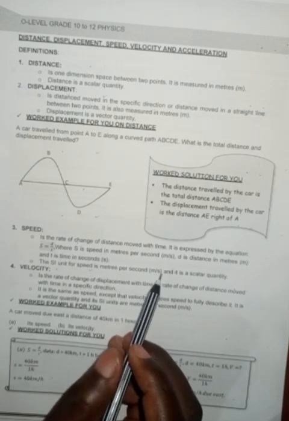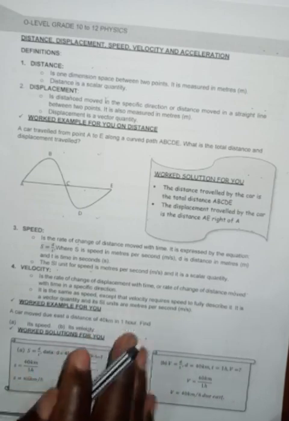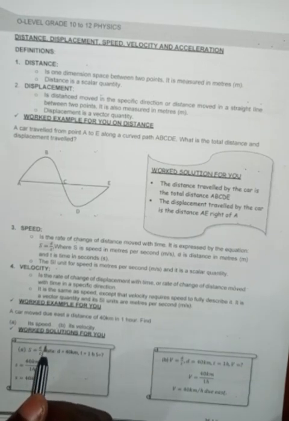Like I said, the SI unit for speed is simply meters per second. And we also know that speed is a scalar quantity.